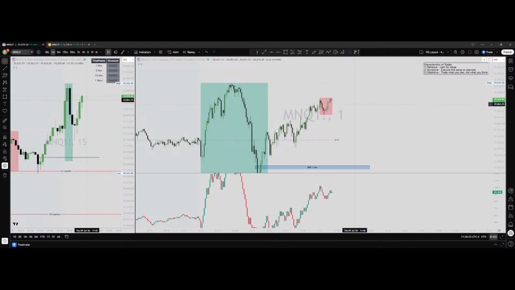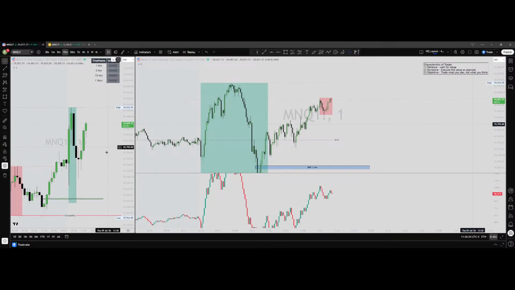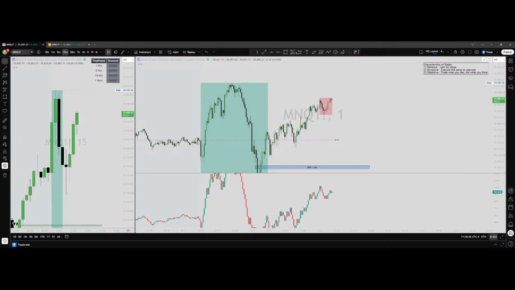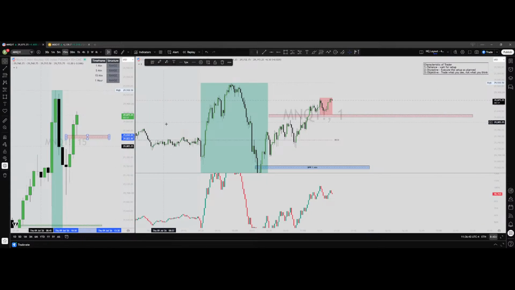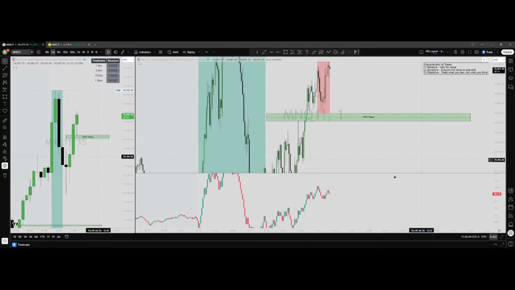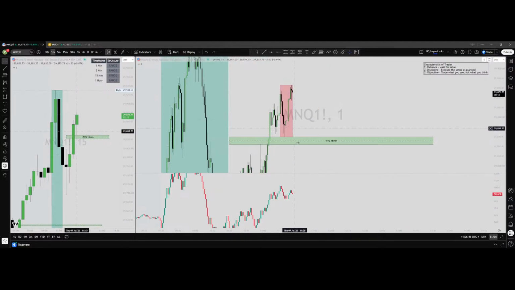Price continues to close up higher. We might get a fair value gap here. 15-minute fair value gap. Price takes out this low, gives us a good liquidity sweep, V-shape reaction up higher, then we can be targeting this high.